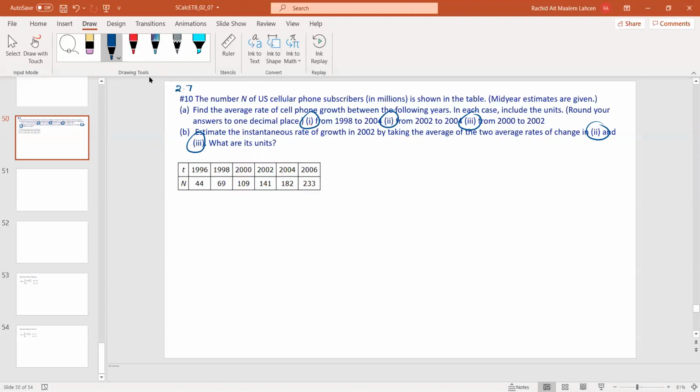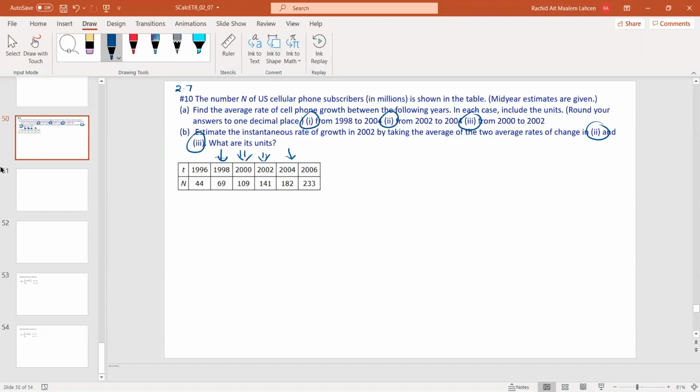The first one, 1998 to 2004, they're far apart, but this one is 2002 to 2004, and the other is 2000 to 2002. So these are close to each other. That's why we take the average of the other averages that are next to each other. That's another way to estimate this. And the average there is just the two values, and that's it.